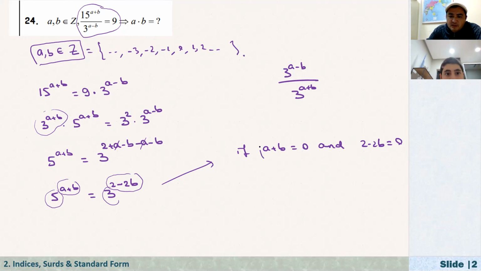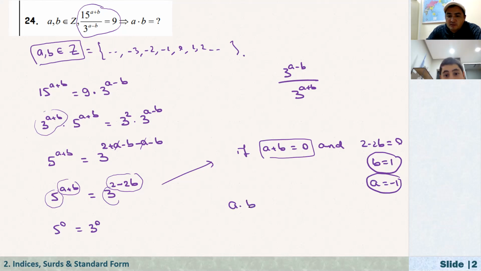So when A plus B equals 0 and 2 minus 2B equals 0, at that time we will have 5 to the power of 0 equal to 3 to the power of 0. So if you solve from here, B is equal to 1. If B is equal to 1, then A should be equal to negative 1. So what is the question? A times B, which is equal to negative 1.